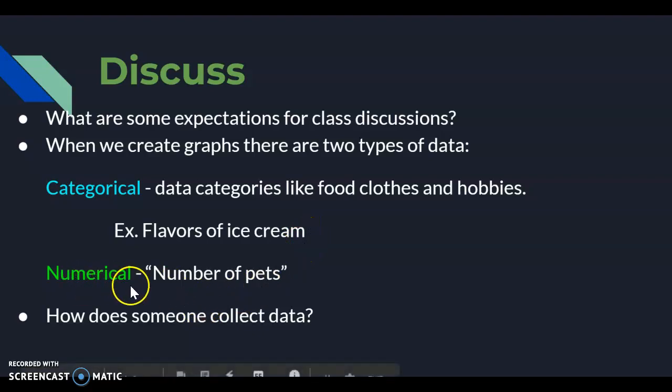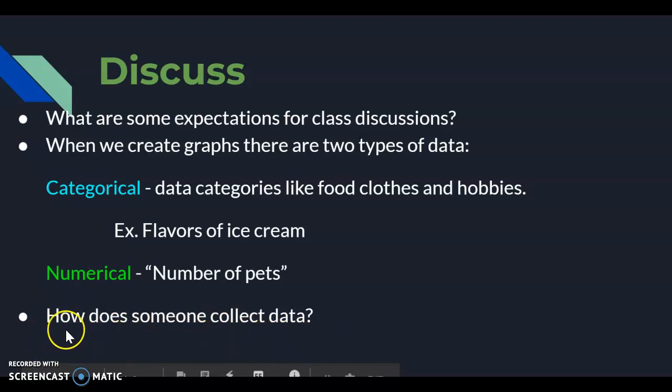Numerical data would be an example such as number of pets. So generally, you can identify something as numerical data when there's a number in front of it. Let's say, for instance, if you got 2 types of pets, you got 1 dog, you got 1 cat. That's numerical data.